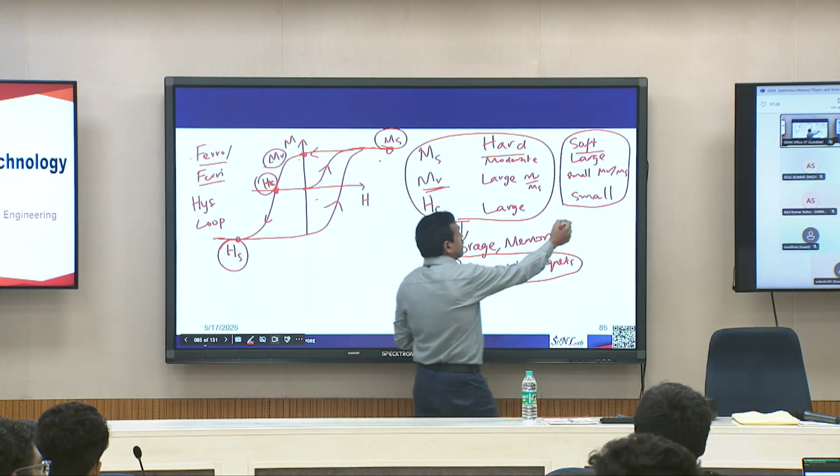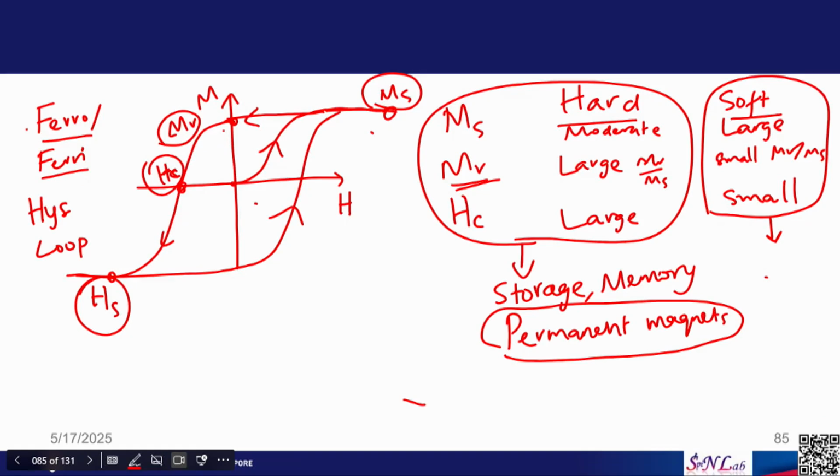Similarly, soft magnetic materials will have uses like transformers, electromagnets, and so on.